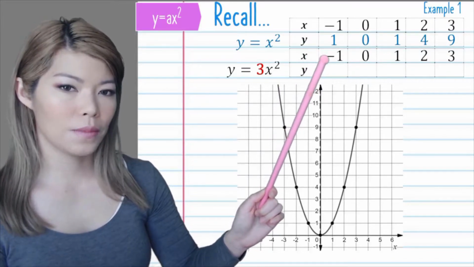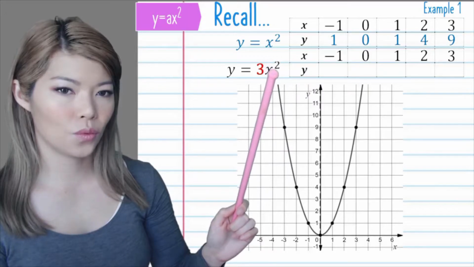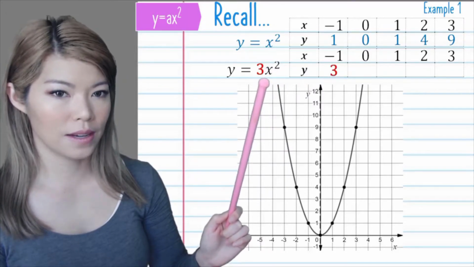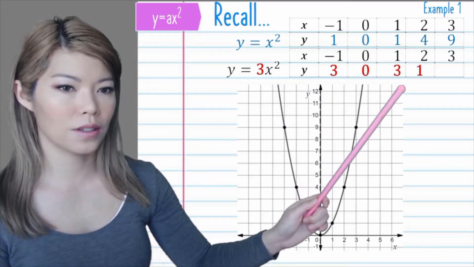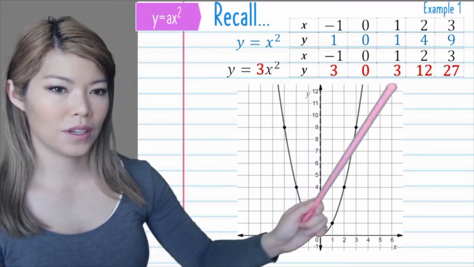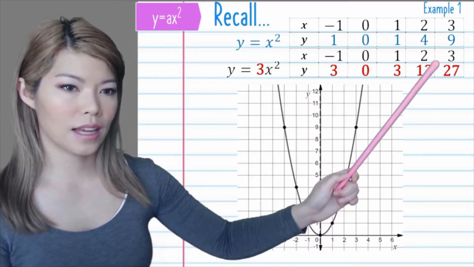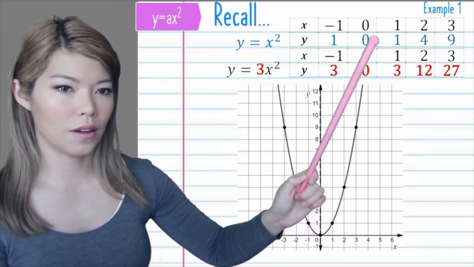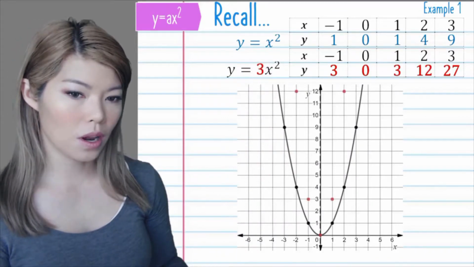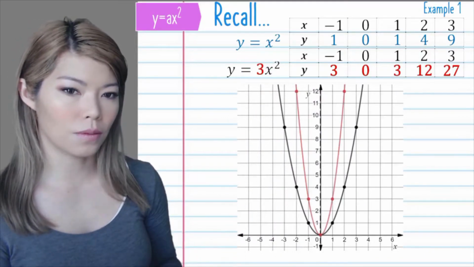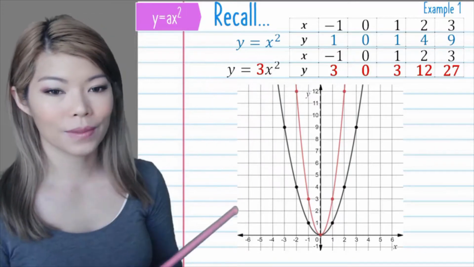So when x is minus 1, squared is 1, times 3 is 3. When x is 0, we can work out what y is for each of these values. I'm just going to fast forward so you can see. But we notice that the y values are a lot bigger than the y values for x squared. So when we plot these, it looks a lot more narrow.